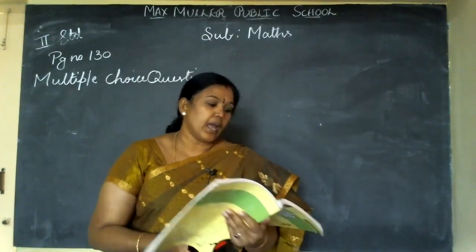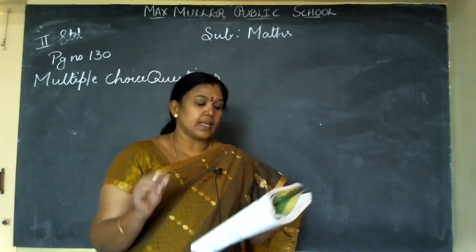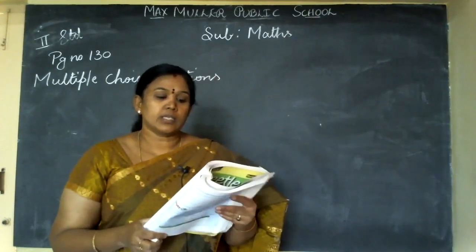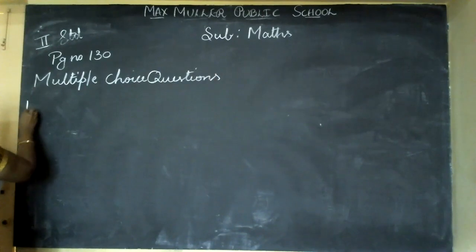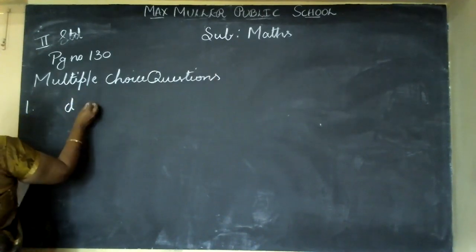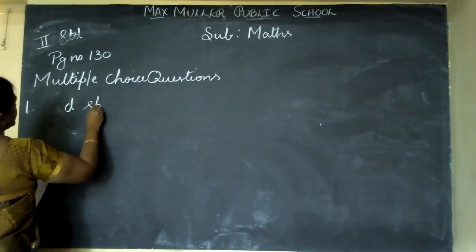First one is, an orange looks like a, orange you saw no children? Orange looks like a cube, keyboard, circle, sphere. Orange looks like a sphere. First one is D. Want to tick for D. Sphere.